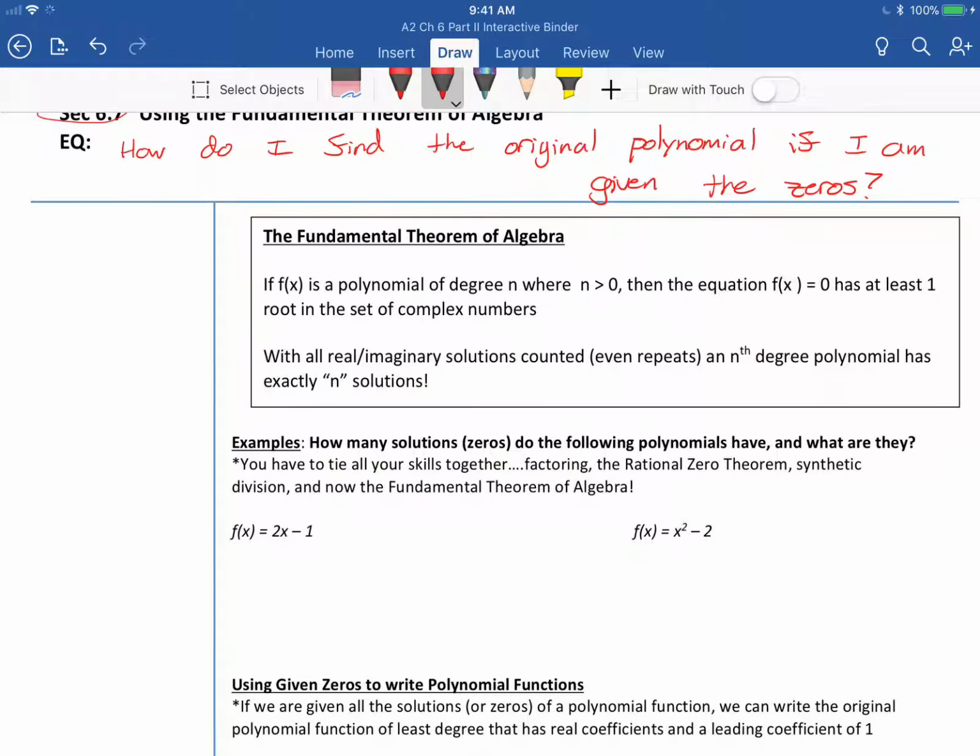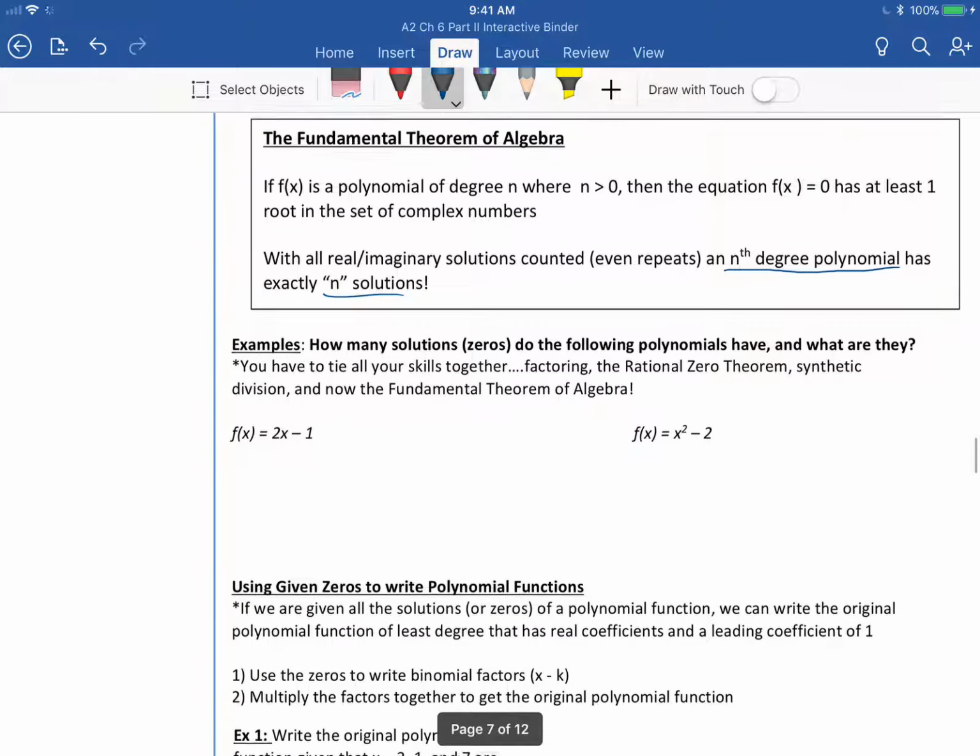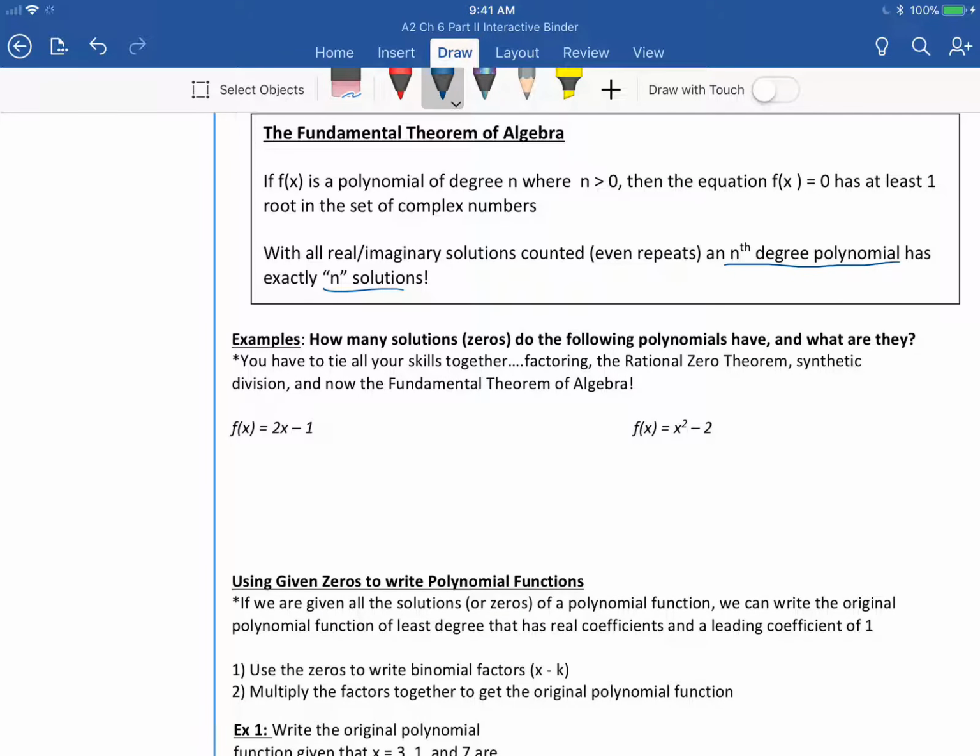So just a couple questions for review on the top of this here. The fundamental theorem of algebra is really just this: an nth degree polynomial has n solutions. So for these, how many solutions are there and what are they? This one has an x to the first, so it has one solution. If I set it equal to 0, I get 0 equals 2x minus 1. I add the 1 to both sides, I get 1 equals 2x. Divide by 2, I get x equals 1/2. So that is the solution for that one.